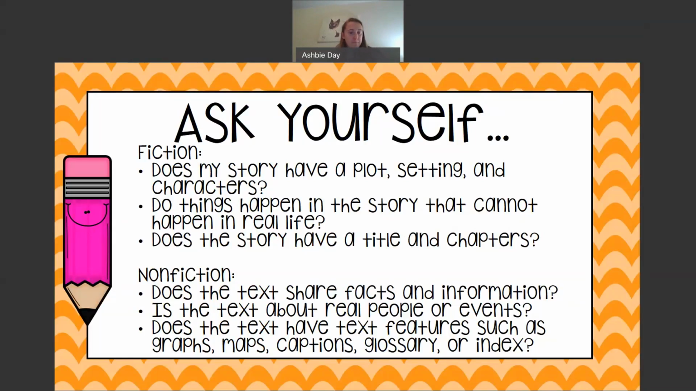Now, on the other side, nonfiction. Are we going to learn actual facts and information from the book? Yes or no? Is the text about real people and events? Does the text have text features? And Miss Nicholson talked to you guys about a lot of these text features. So does the book have text features such as graphs, maps, captions, glossary, or an index? If it does, it's nonfiction.